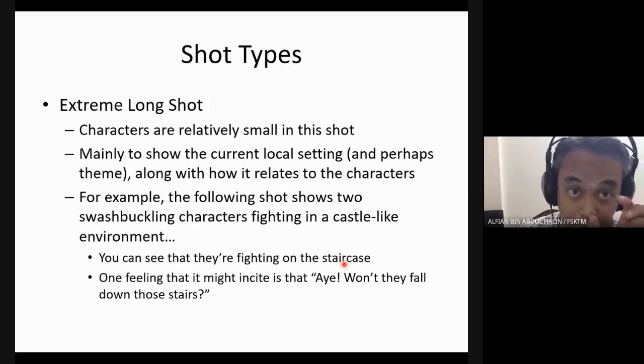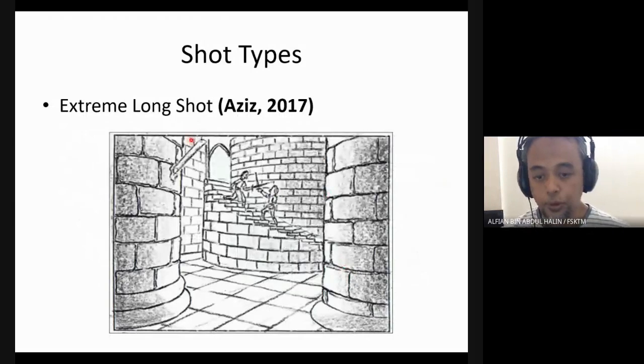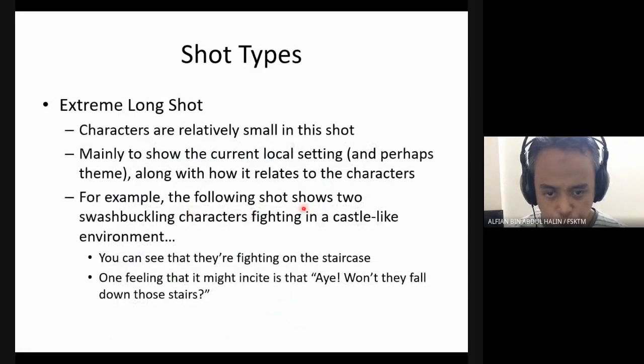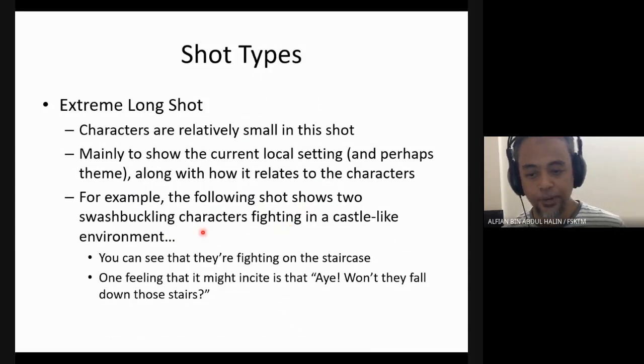And you can see some action going on. We're not talking about the really panoramic type of shots. We're talking about a shot where you can still see the actors, but it's not really to show scenery. It's like this one here, right? It's a long shot where the characters are far away, but you know it's happening somewhere in a castle like this. For example, the following shot shows the swashbuckling characters fighting in a castle-like environment. They're fighting, you know that's going on.